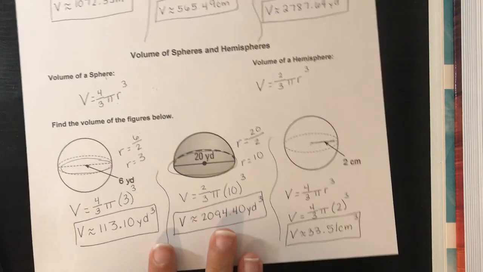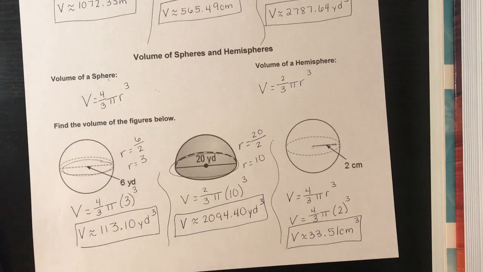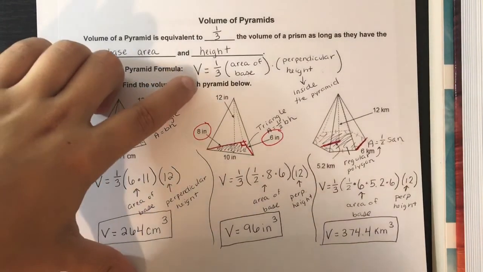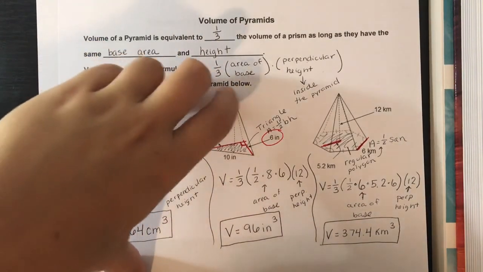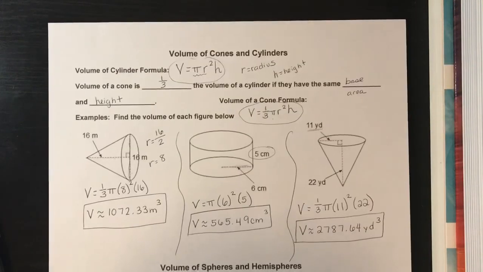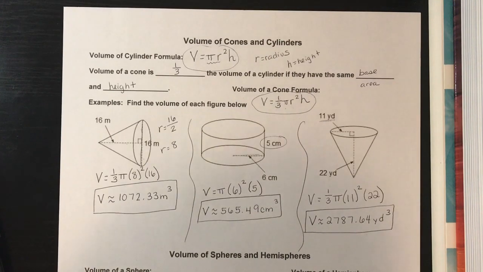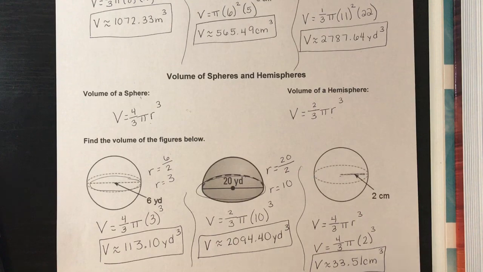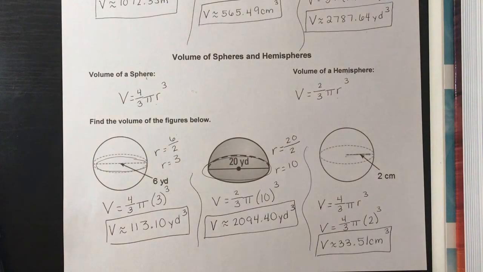So in this video, we reviewed new formulas and new figures to find the volume of. We talked about pyramids, 1/3 times the area of the base times the perpendicular height, which is inside the pyramid. Then we talked about volume of cones and cylinders, and then spheres and hemispheres. Use these notes to complete your practice assignment.